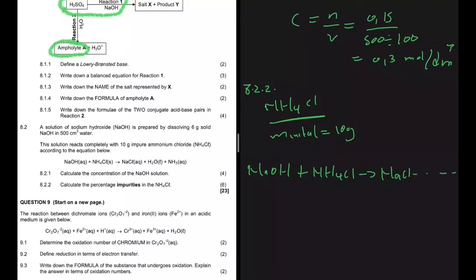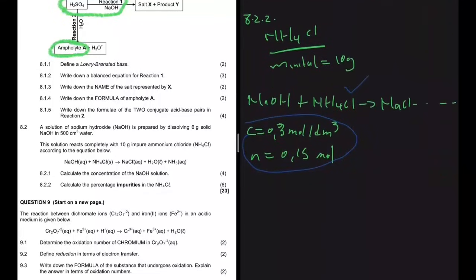So from the NaOH, we know that the concentration is equal to 0.3 moles per decimeter cube, and then the number of moles is 0.15 moles. And then we're supposed to use this information to ultimately find the mass of NH4Cl, right? Because there's no way we can find the percentage purity without knowing the mass. So how are we going to do that? We are definitely going to use the mole ratios of the two, right? Because in chemistry, for the most part, you're finding the number of moles and using it to find other quantities.